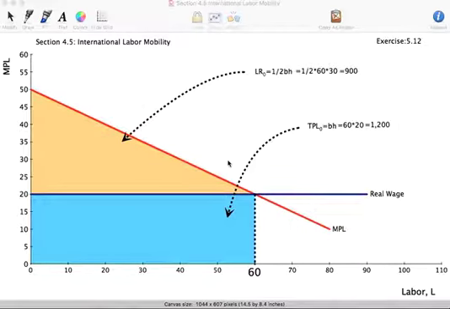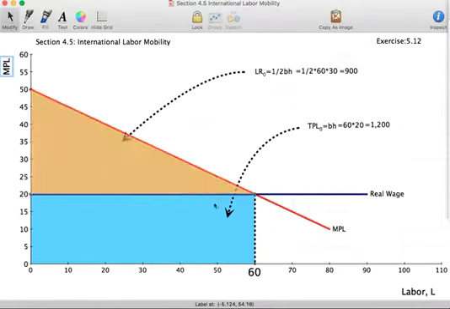So here you have a mock-up of what the diagram looked like in that particular question. You have the relationship between the marginal product of labor here and the quantity of labor here. You are given the real wage rate. Here it is given as 20, and here is the marginal product of labor.